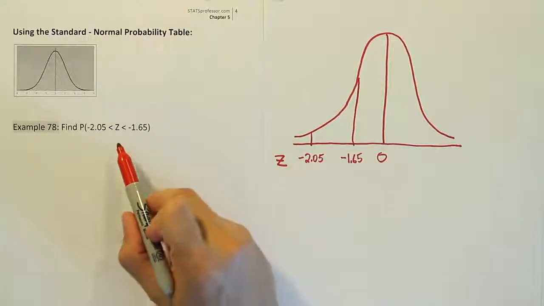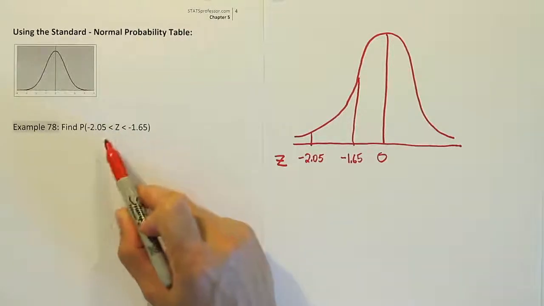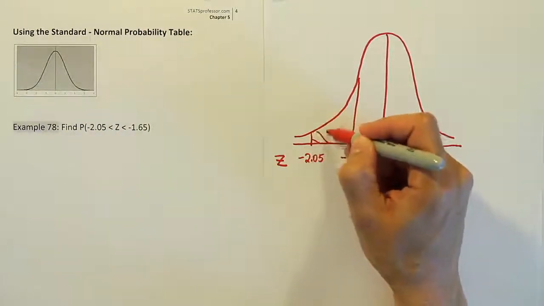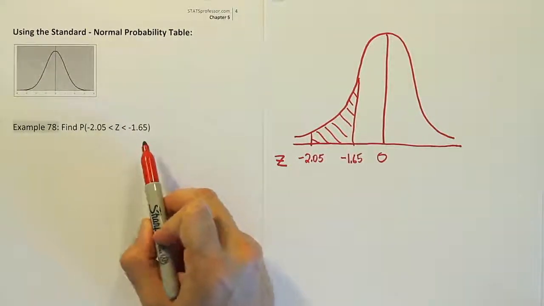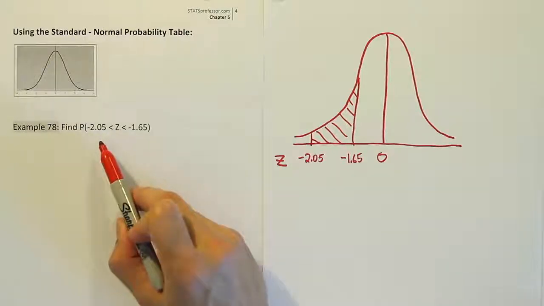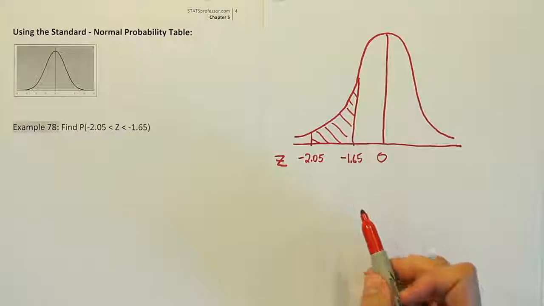Now I'm looking to find the area between these two numbers. Remember, if your statement is between two values, it means you want to find the area between those two numbers. We're literally looking for the z-score values that are less than this number, but bigger than this number. That's the shaded area I've just shaded.